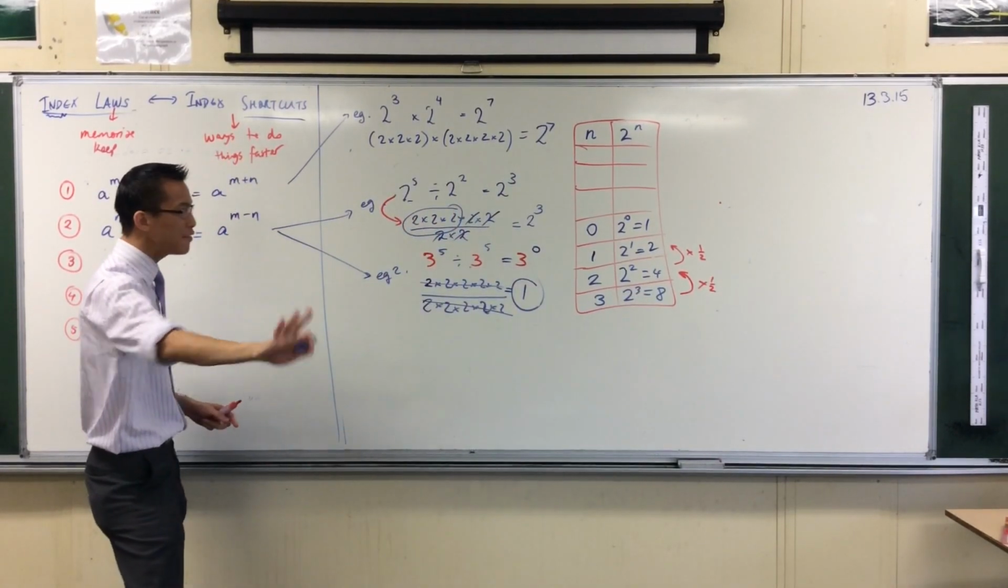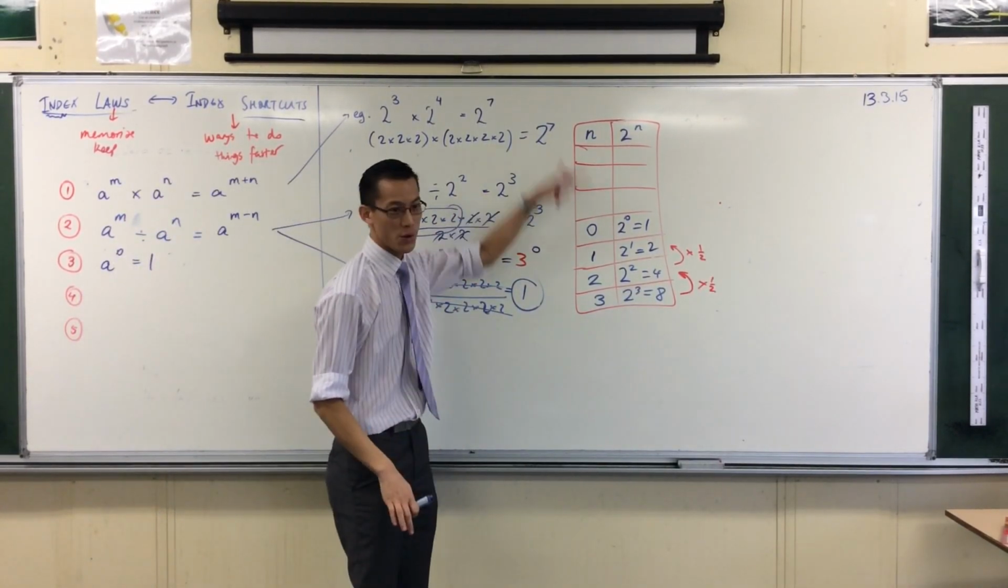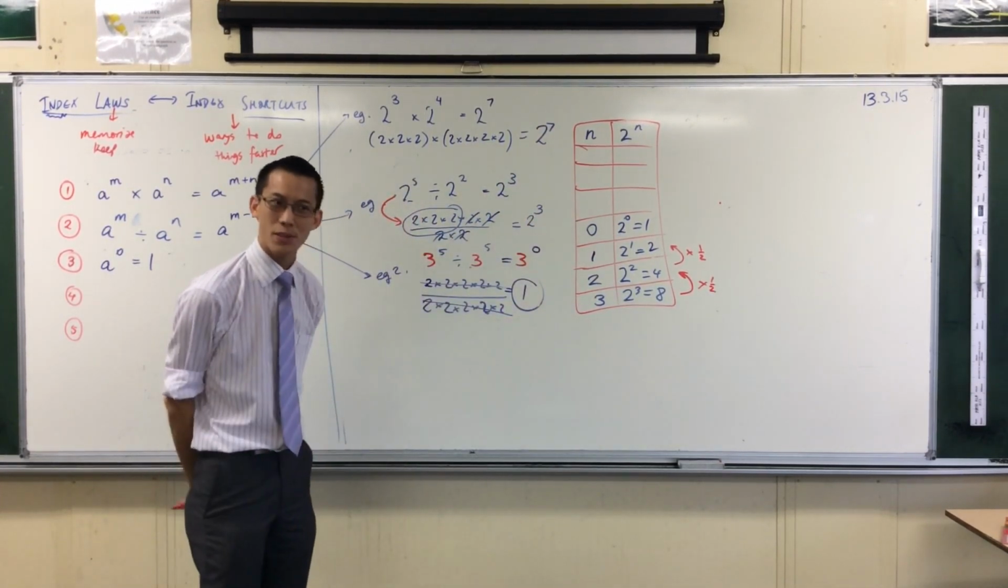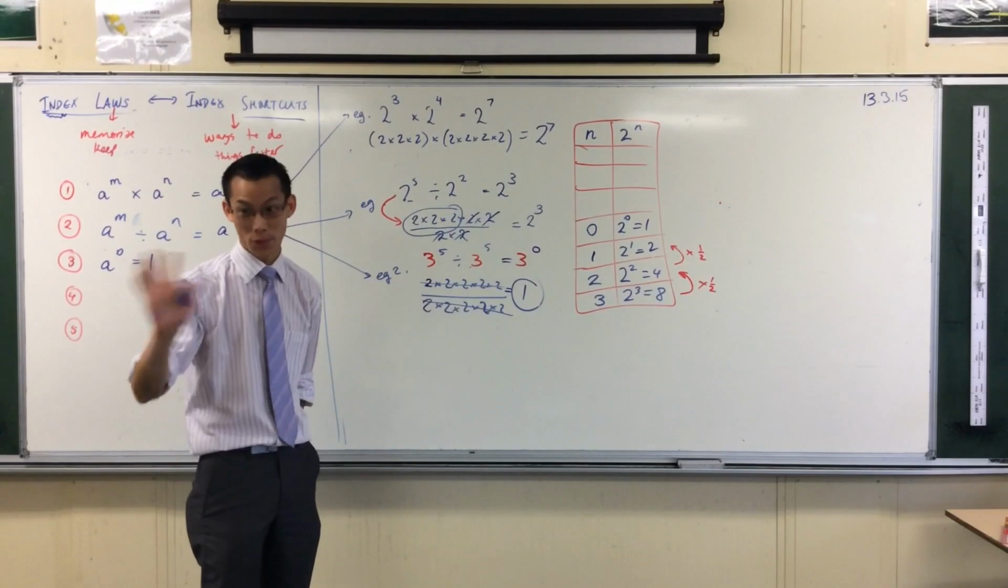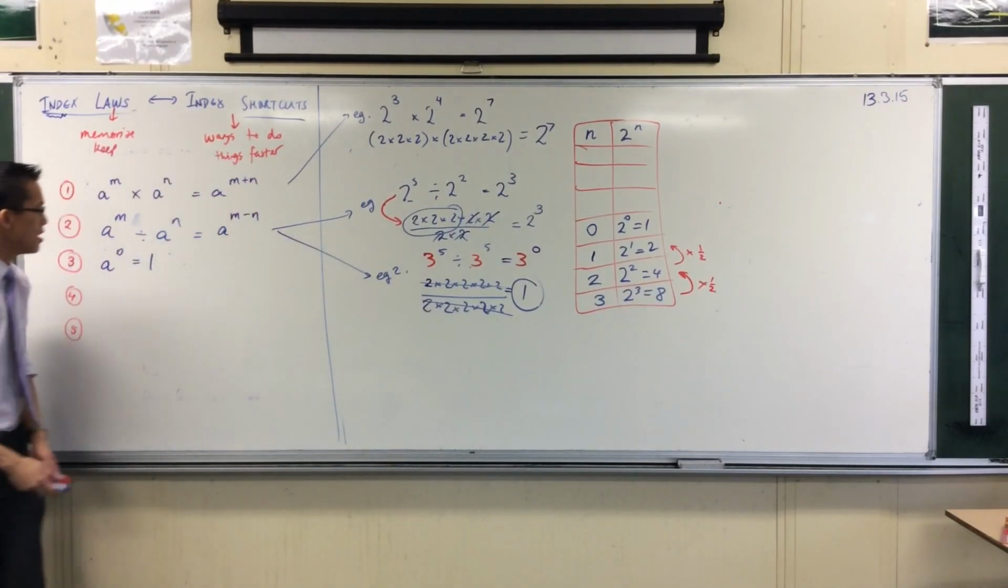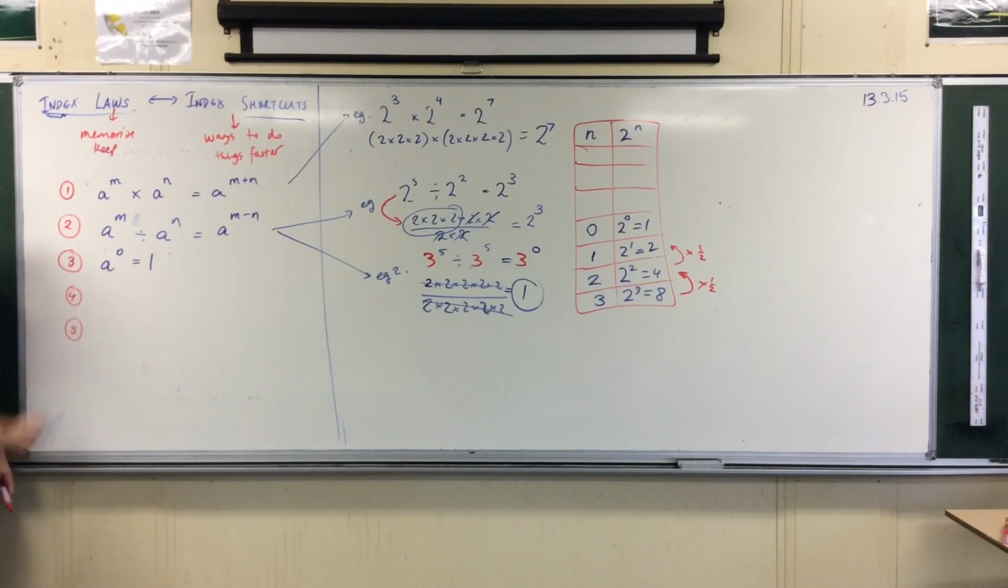Now, I've left off these 3 rows deliberately. We'll come to them in a minute, but I wonder what you think would go there. Don't shout it out. I want you to have a think. I'll leave them blank for a little while. We'll come back to it. So a to the power of 0 equals 1.